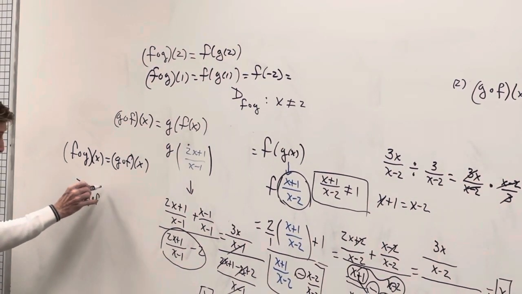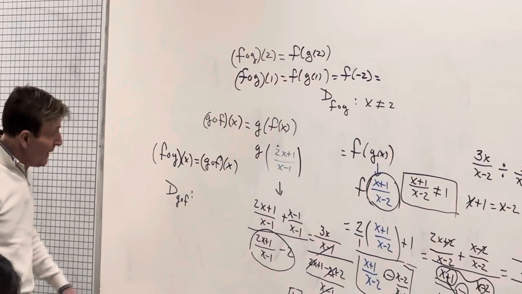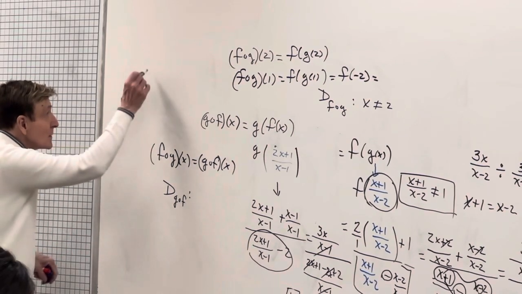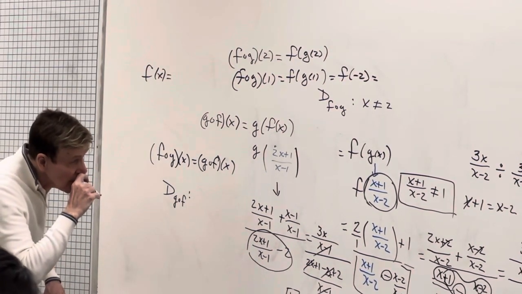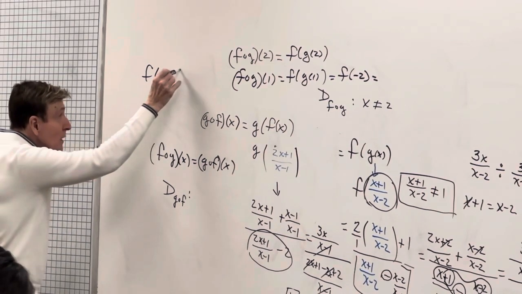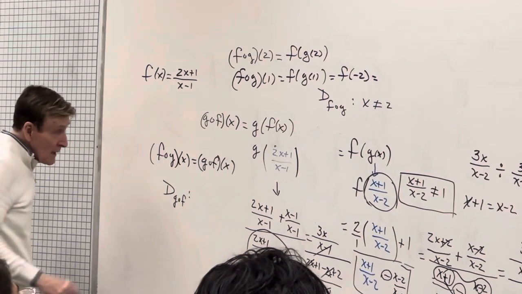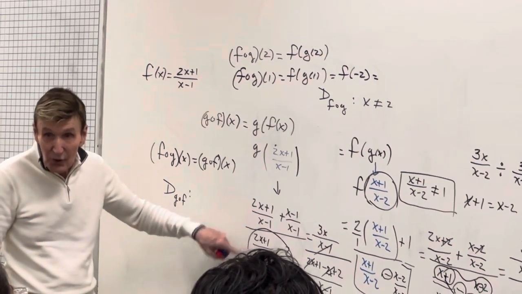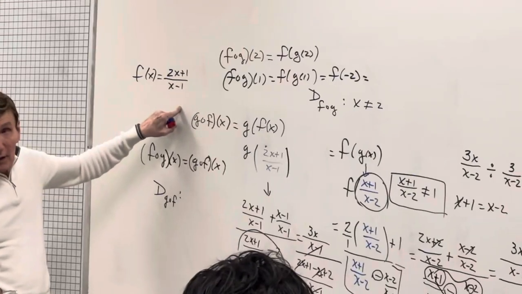Here goes. G circle F. Where was F? F was, my goodness, I did not write it down. It was 2x plus 1 over x minus 1? Was I actually placing that into the function? Was there a restriction on this? x cannot be what number? 1.